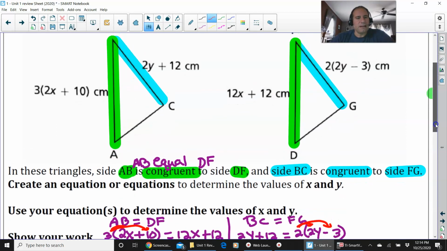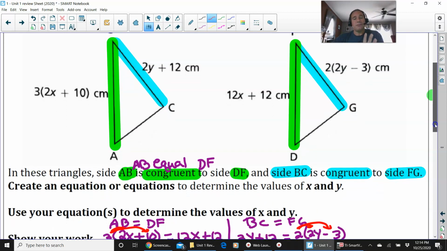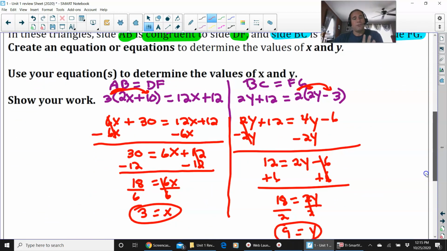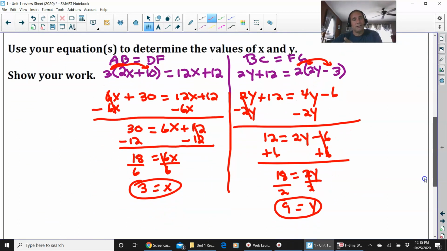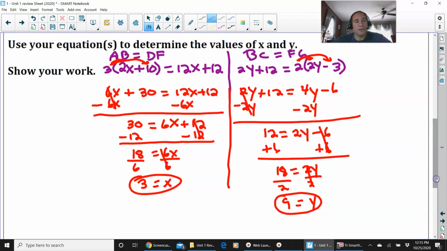If you're taking a look at what we did on the bottom, we set them equal to each other because they told us they were equal. And then BC is congruent to FG. Again, in blue, we set those expressions equal to each other and then went and solved it for x and y. All right, and that's it. That's the end of the problem. You get full credit on that if you show your work.